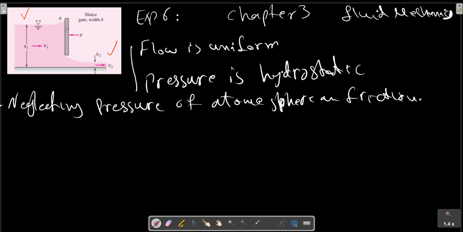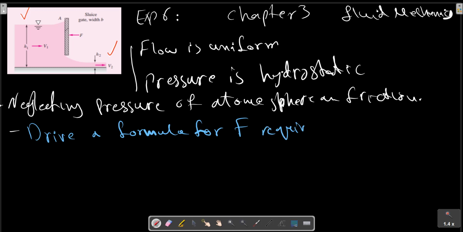Derive a formula for the horizontal force F required to hold the gate. So derive a formula for F required to hold the gate.